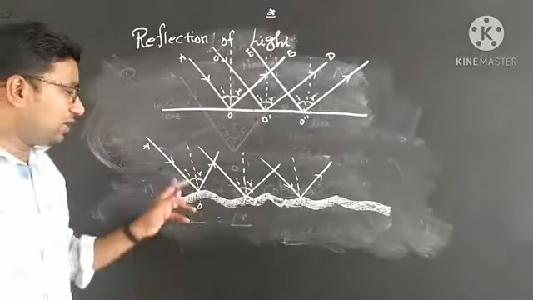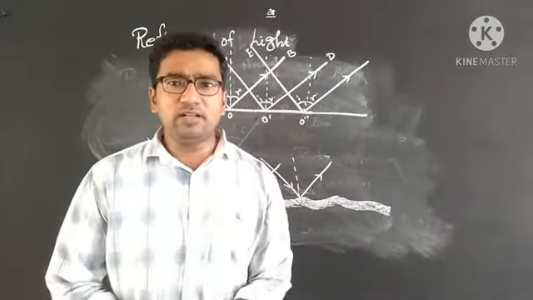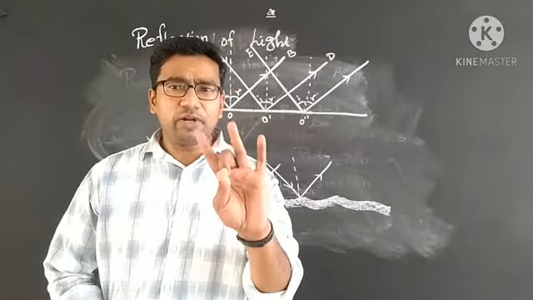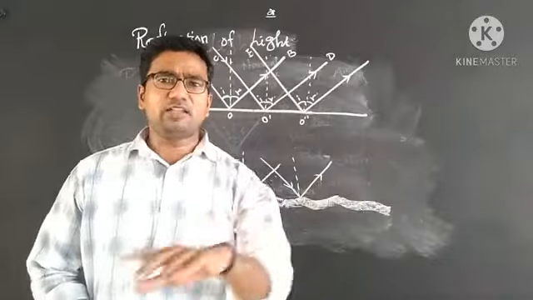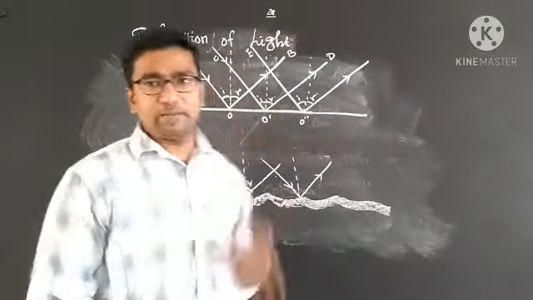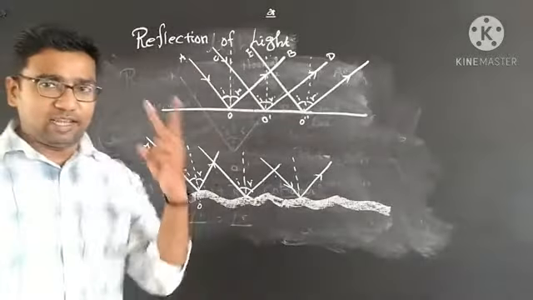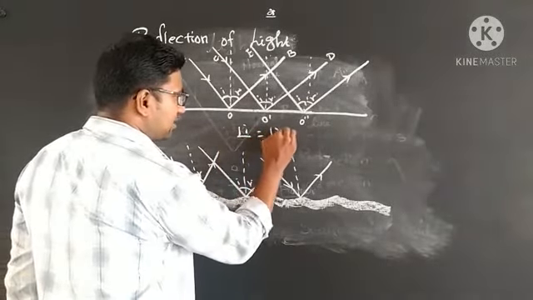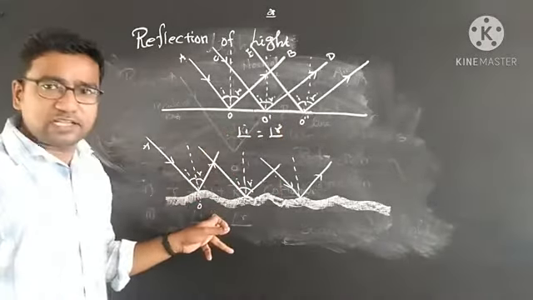even though it obeys the law of reflection. What is the law of reflection? The incident ray, normal line, and reflected ray, the three lines are coplanar. That means the three rays lie in the same plane. All lie in the same plane. Am I right? And the second condition is angle of incidence I equal to angle of reflection R. So the second condition is also satisfied.